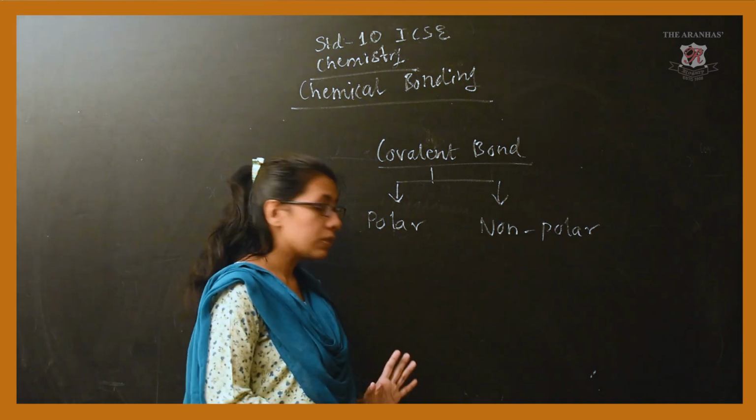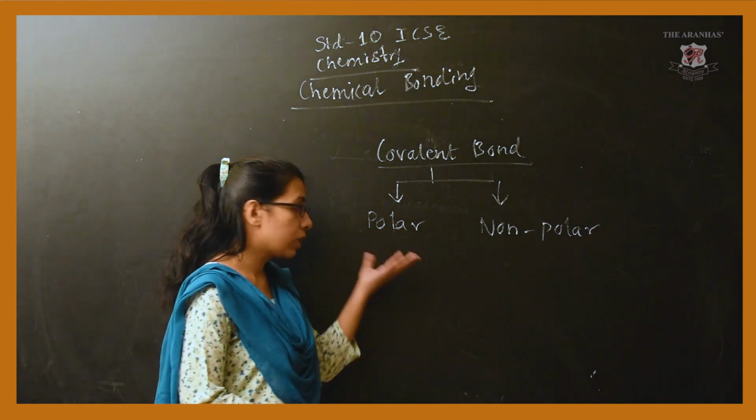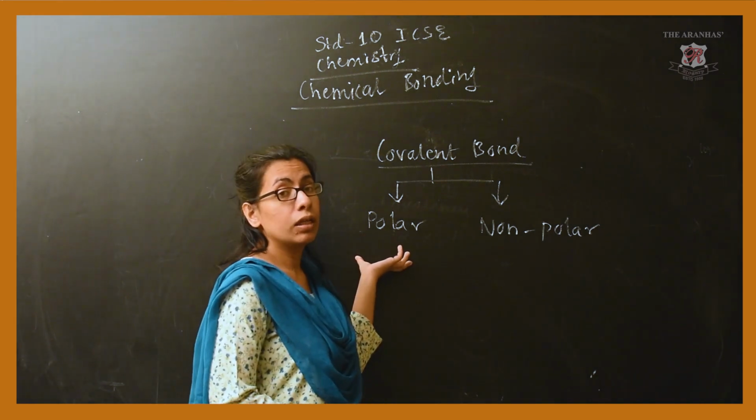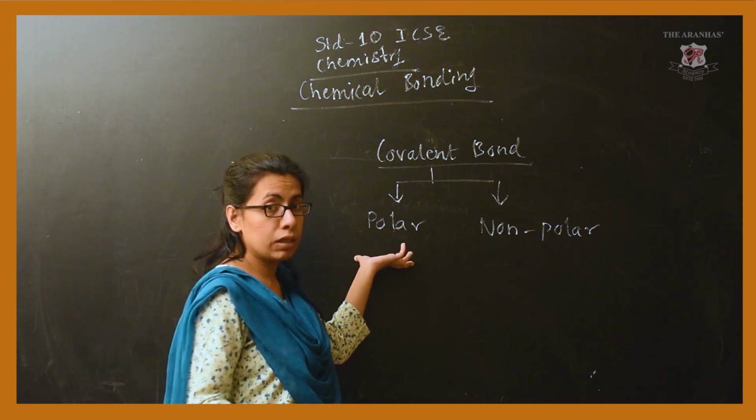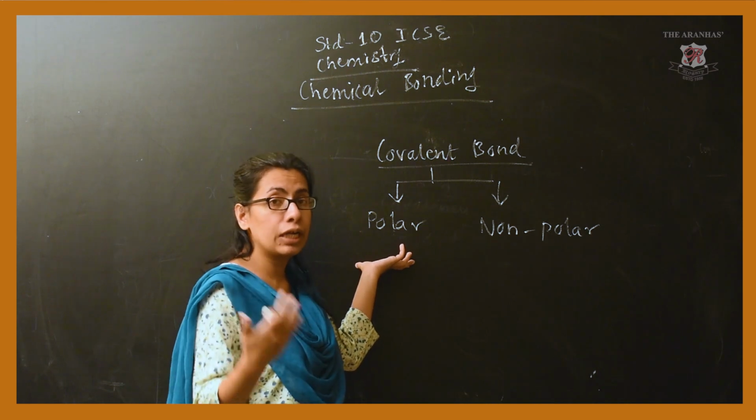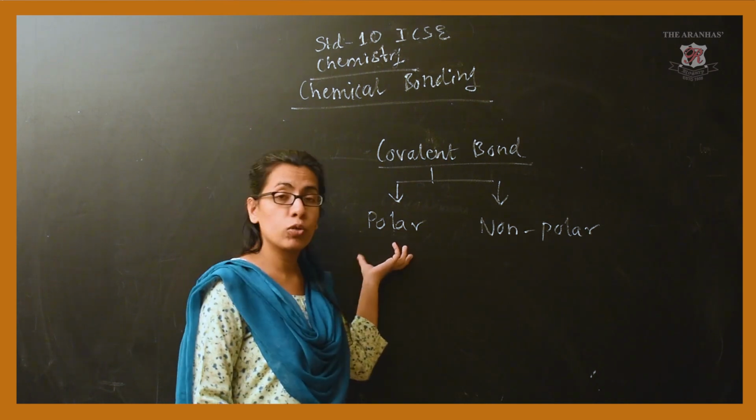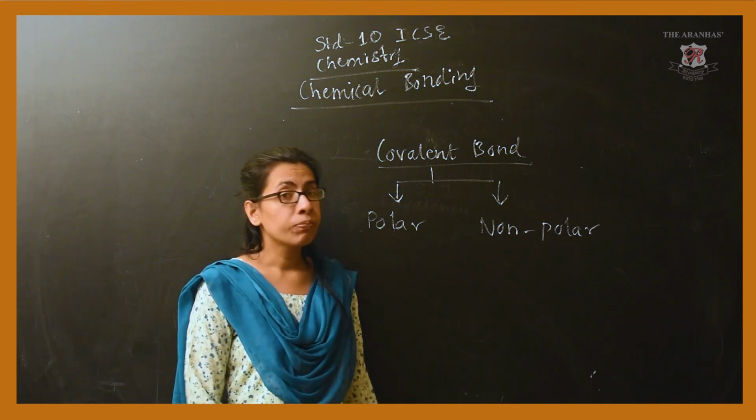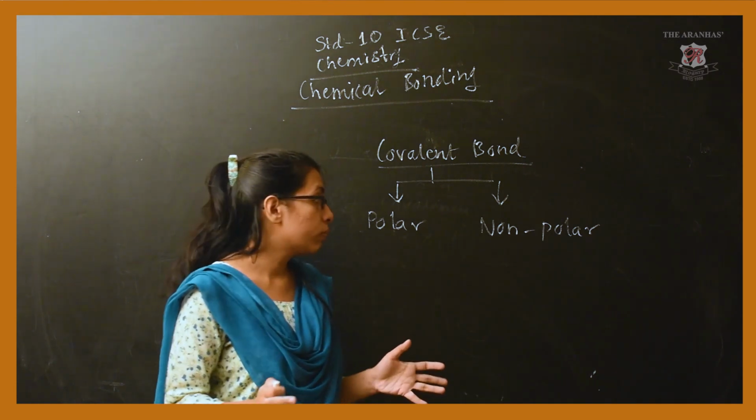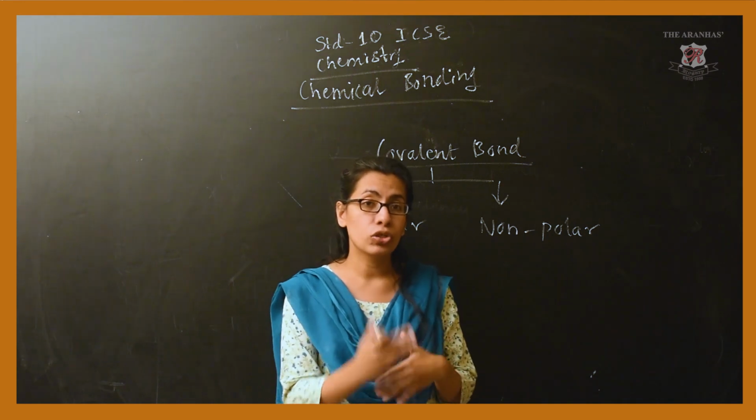Fine. So one more difference is that if there is a difference of electronegativity, then there will be a distribution of charges. We get positive and negative charge separation in the case of the polar covalent bond, and in the case of the non-polar covalent bond, there will be equal distribution, meaning there won't be any formation of negative and positive charges.